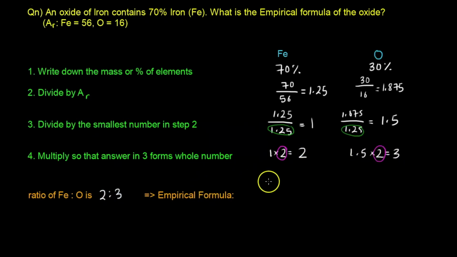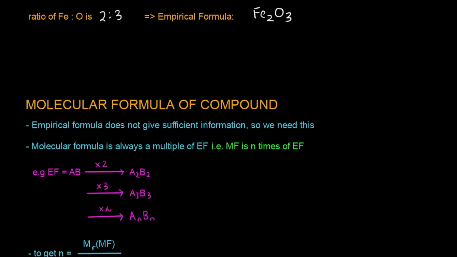So now my empirical formula, I can safely say, is Fe2O3. This is a subscript, which means it's written at the bottom instead of on the same line as Fe and O. So Fe subscript 2, O subscript 3. This is our empirical formula. But this is not the end. We still have one more thing to cover, which is called the molecular formula.